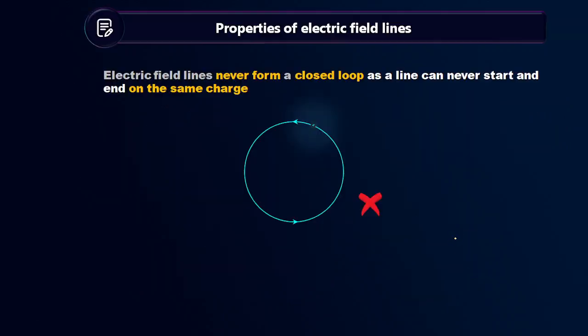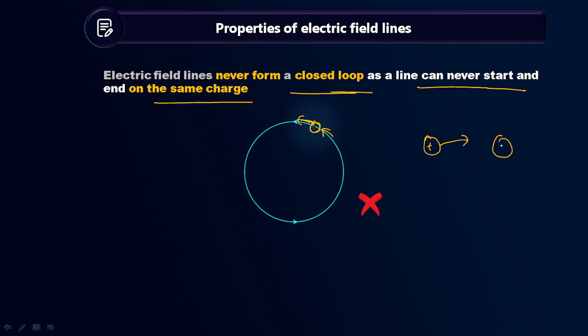Now, next property 6, that is, electric field lines never form a closed loop, as a line can never start and end on the same charge, right? If it forms a closed loop, that means suppose there is one charge, from here a line started and then it terminates also on the same charge, which is not possible. From a positive charge lines originate and at a negative charge they terminate, right? Simple.